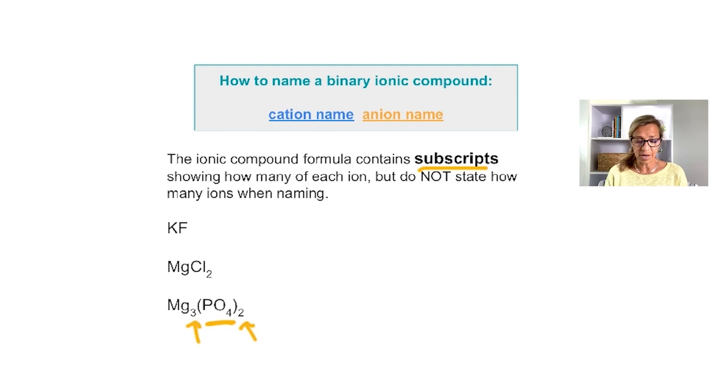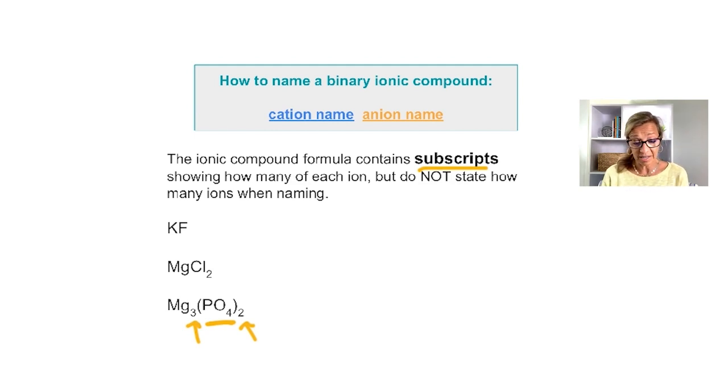The compound above, 1 magnesium, 2 chlorides. The one above would be 1 potassium, 1 fluoride. All right, so these are what ionic compounds look like in formulas, and we'll learn to write those in future videos. So let's name these.